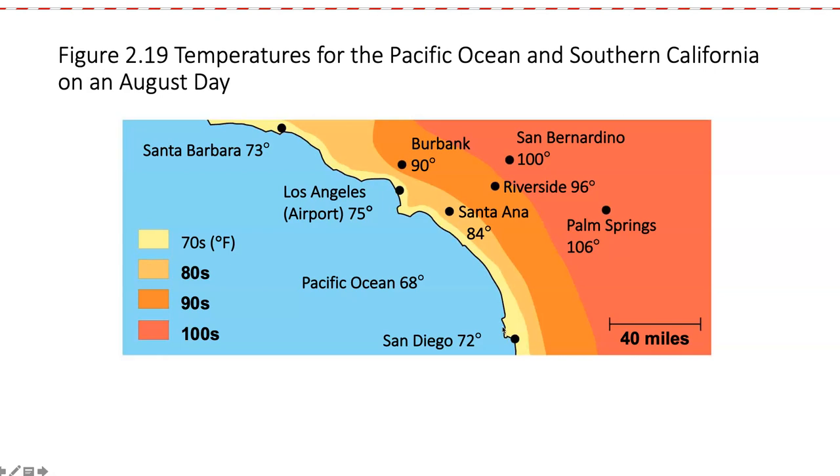San Diego's average temperature is 72 degrees. Los Angeles is 75. Santa Barbara is 73. It's all because of the specific heat of the Pacific Ocean. As you move inland, not even very far, just a little bit.